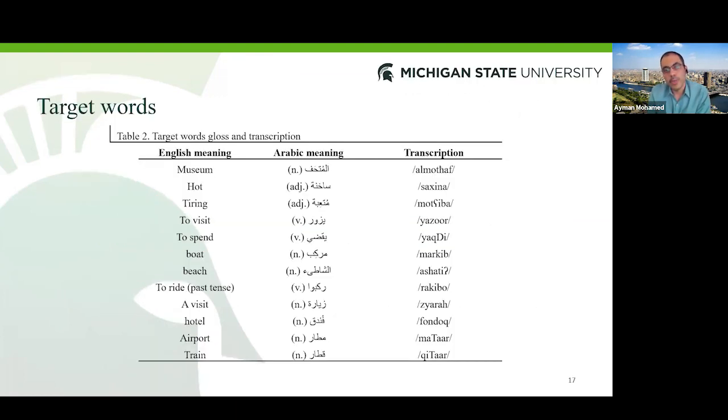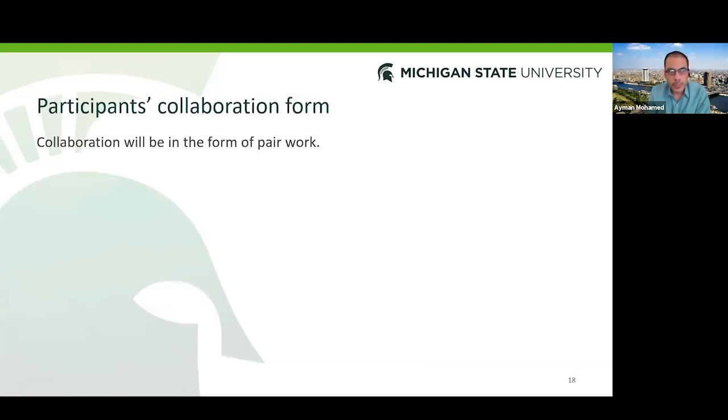This is a sample of the vocabulary that was chosen for the experiment. As you see, they include nouns, verbs, and adjectives. They had a variety of parts of speech.